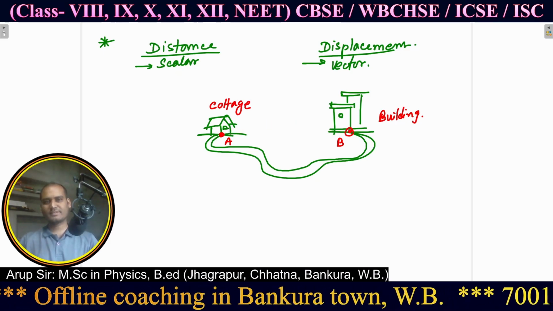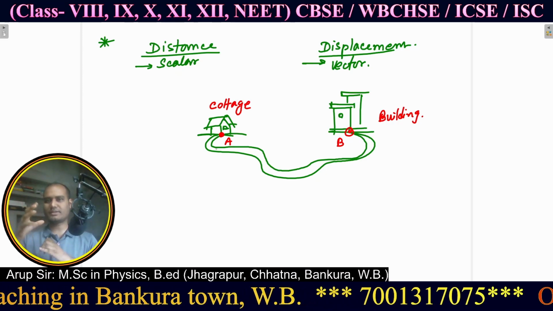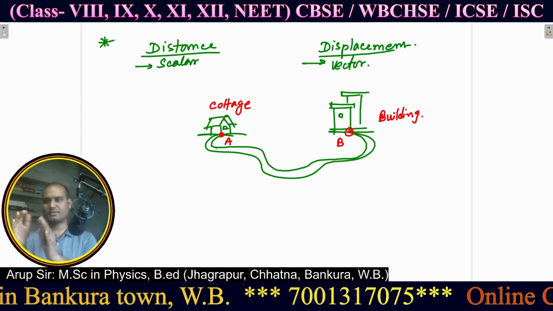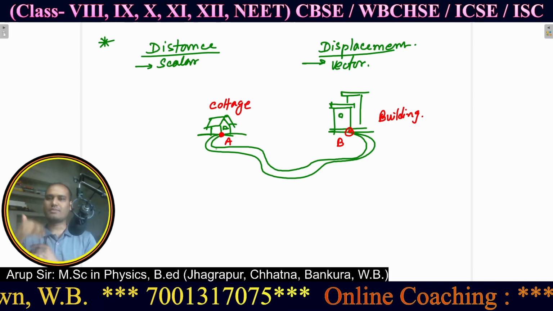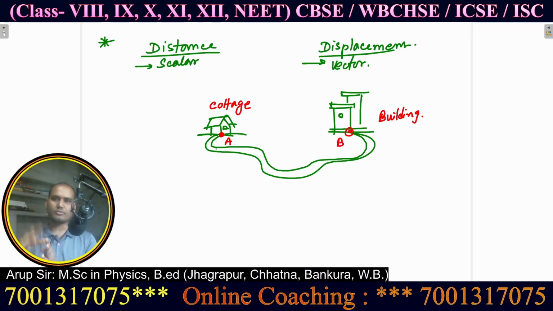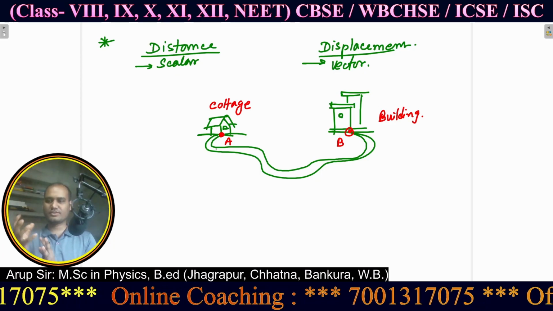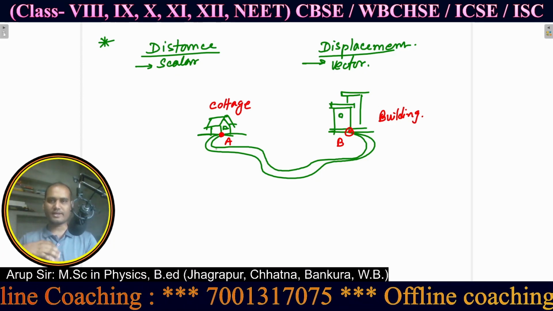So the fact is that distance means the path length. You know the odometer which is placed on the front of the bike, right? How many kilometers, how much length is traveled is measured by that odometer. So the odometer is used to measure the distance, or path length, traveled by the bike.